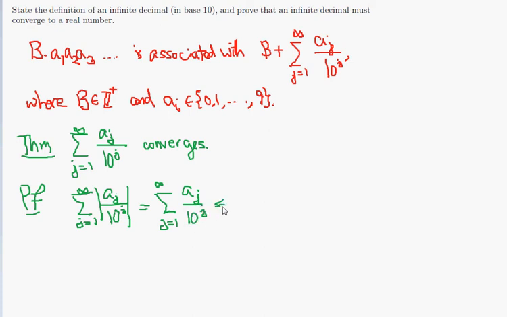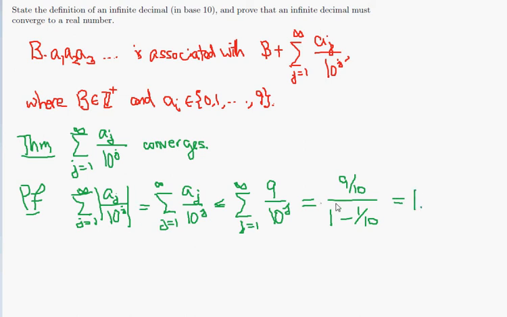Now this is less than or equal to summation j equals 1 to infinity of 9 over 10 to the j. And this series converges by the root test, by the ratio test, and we can actually get it exactly because it is a geometric series. The first term is 9/10, if I plug in j equals 1, over 1 minus the common ratio, and the common ratio is 1/10. And I'll let you convince yourself why that's correct. And that is equal to 1.